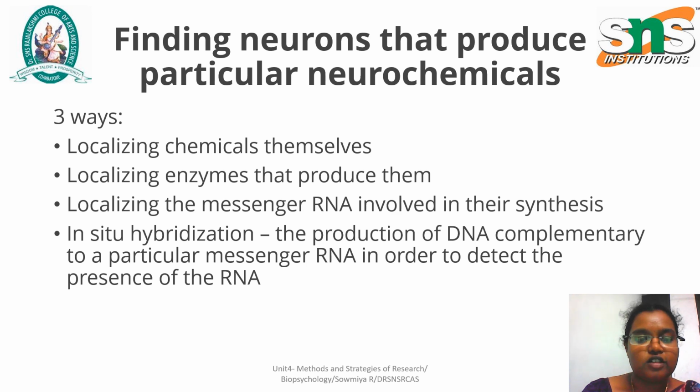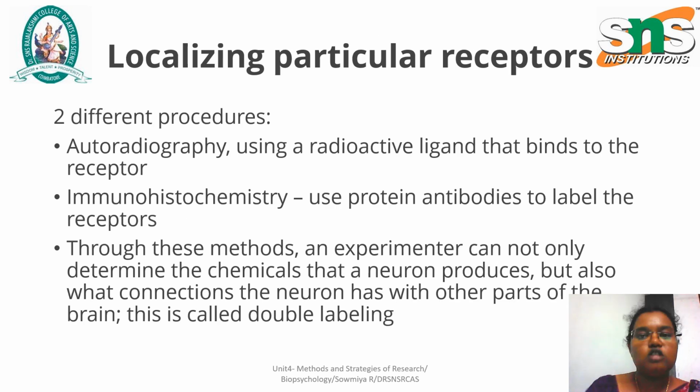Despite these challenges, the development of new techniques and advancements in analytical methods are enabling researchers to make significant progress in identifying neurons that produce particular neurochemicals. These methods are essential for understanding the underlying mechanisms of brain function and for developing treatments for neurological and psychiatric disorders. So, localizing particular receptors.